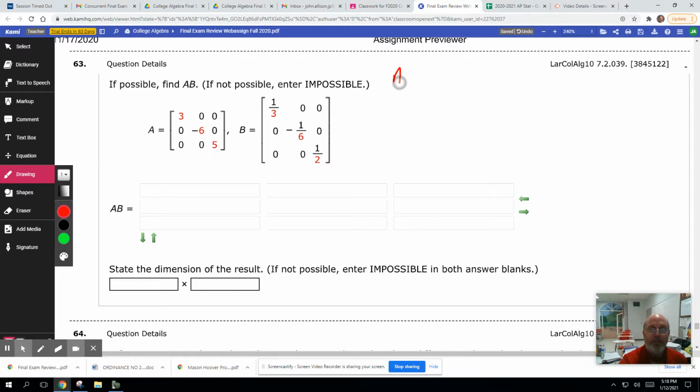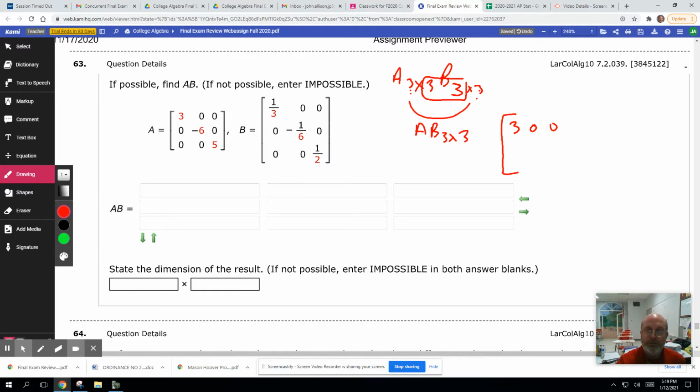So here we have A is a 3 by 3 matrix, and B is a 3 by 3 matrix. Because the rows and columns match up, columns of A are equal to rows of B, A times B is going to be a 3 by 3 matrix. Those come from this number of rows and this number of columns, 3 by 3 matrix.